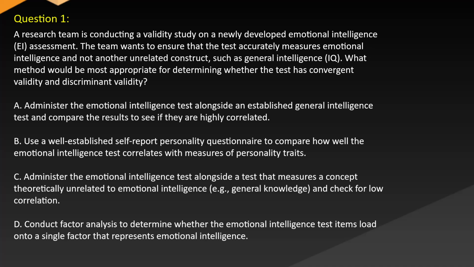A. Administer the emotional intelligence test alongside an established general intelligence test and compare the results to see if they are highly correlated. B. Use a well-established self-report personality questionnaire to compare how well the emotional intelligence test correlates with measures of personality traits. C. Administer the emotional intelligence test alongside a test that measures a concept theoretically unrelated to emotional intelligence, e.g., general knowledge, and check for low correlation. D. Conduct factor analysis to determine whether the emotional intelligence test items load onto a single factor that represents emotional intelligence.